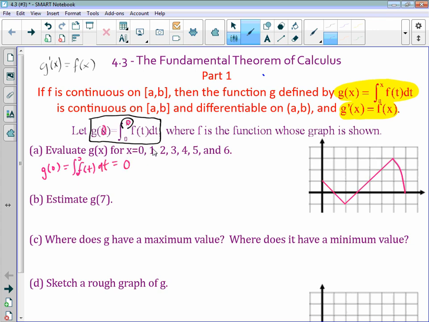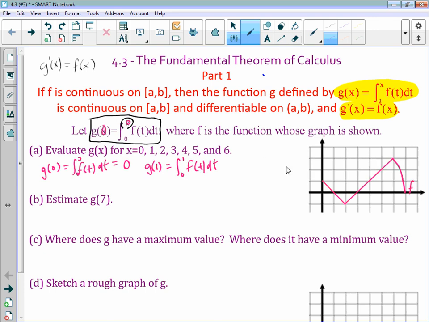If I try to find g of 1, I'm plugging 1 in for that x. So instead of zeros there, we'll put 1s there. So it's going to go from 0 to 1 of the function. Let's just be a 1 up there. So then you're looking at this picture here. So this is f, the function that's shown. So we're trying to find what the function is from 0 to 1.